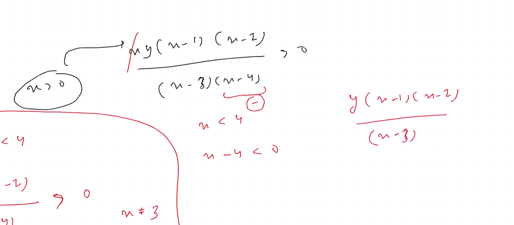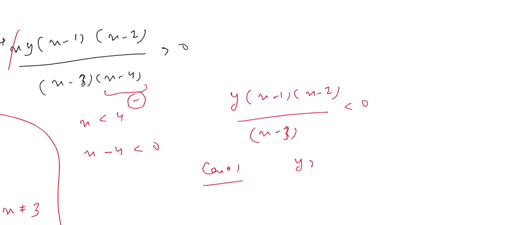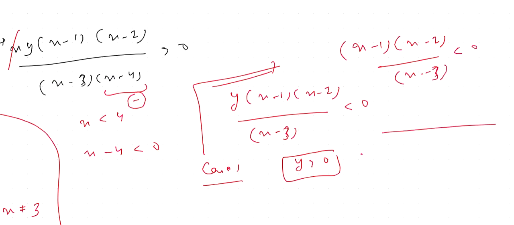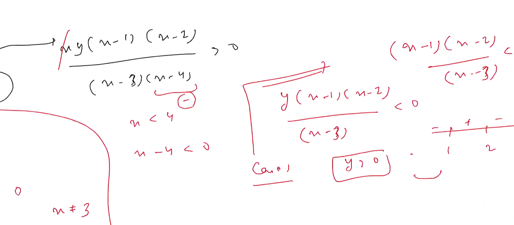So y into (x-1)(x-2) upon (x-3) is less than 0. Case 1: when y is positive, then (x-1)(x-2) upon (x-3) is less than 0. With this information, what we can write: 1, 2, 3, positive, negative. We have to comment on the negative values. So this and this: 0 to 1 and 3 to 4.